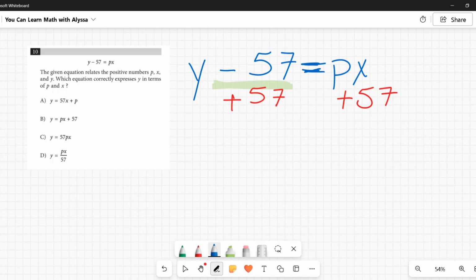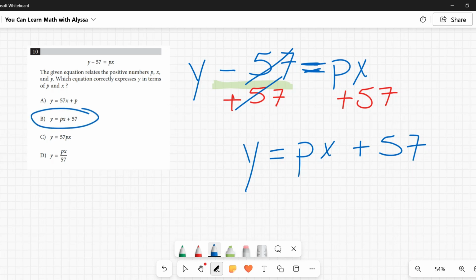So we have to do the same thing on both sides to keep that equal in place. On the left now, those 57s have canceled out, and I just have my y. And on the right, I have p times x plus 57. That's all I have to do. The y is by itself on the left. Everything else is on the right. And then I find the answer that matches, and that is b.